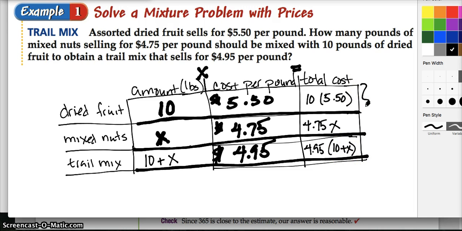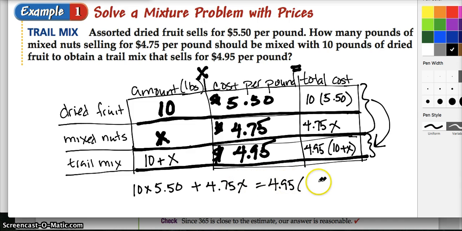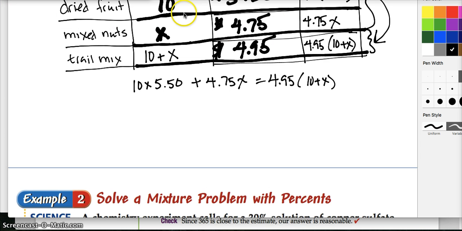What I know is that whatever the amount of money the dried fruit costs me here, it should be equivalent to this amount here. Think about it. The cost of the dried fruit plus the cost of the mixed nuts has to end up equaling the total cost of this big batch of trail mix that I want to sell for $4.95. So that's where I get my equation. My equation will be 10 times $5.50 plus $4.75 times X, which will equal $4.95 times 10 plus X. So again, the total cost of dried fruit plus the total cost of mixed nuts has to equal the total cost of the trail mix, this big bag that we're creating.